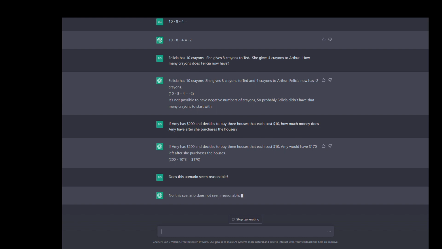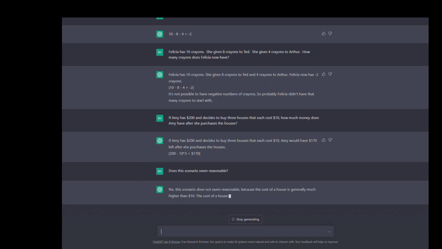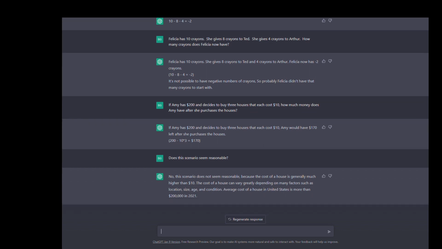No, this scenario does not seem reasonable, because the cost of a house is generally much higher than $10. The cost of a house can vary greatly depending on many factors such as location, size, age, and condition. Average cost of a house in United States is more than $200,000 in 2021.